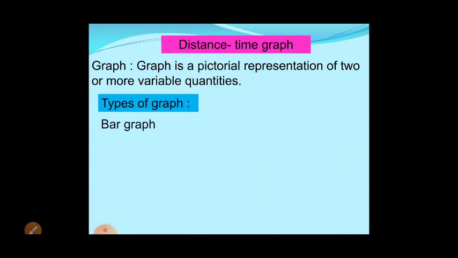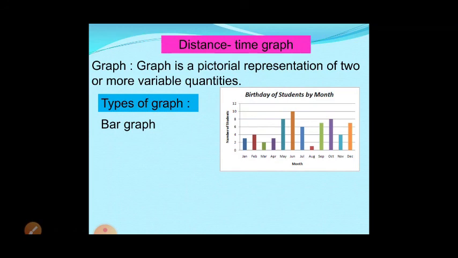In that, the first one is the bar graph. If you observe here, you can see the birthdays of students by month. In our school also you used to make the birthday chart, correct? In that, some children's birthdays will be in January, some in February. So in this way we can see how many children, maybe 5 children, have their date of birth in January.